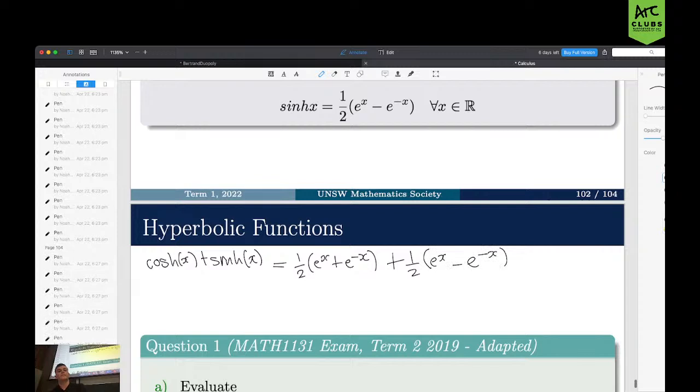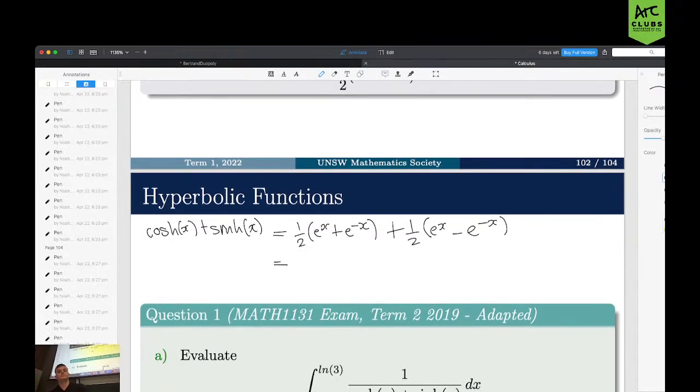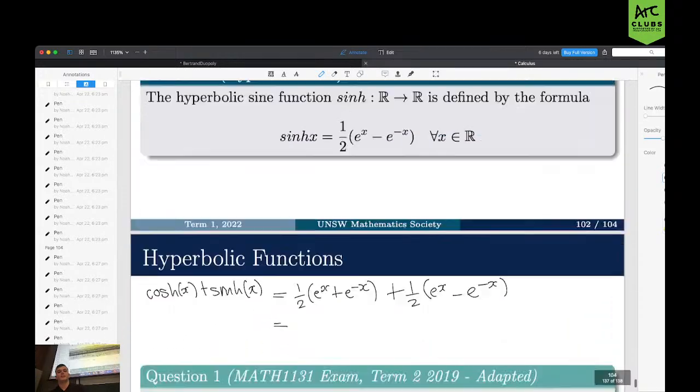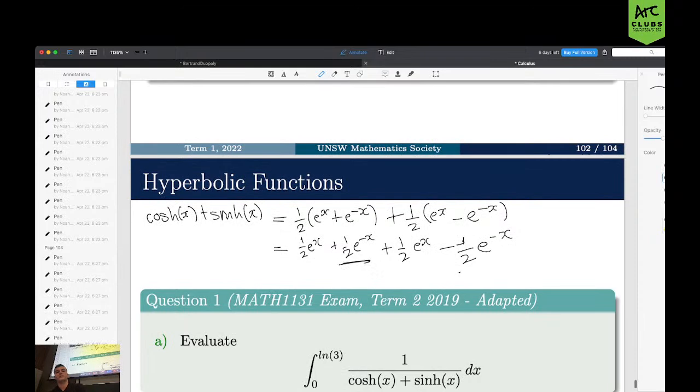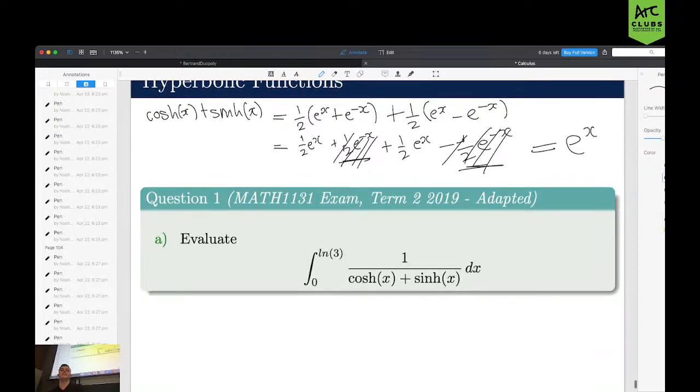Okay. We can then expand this, so this is going to be a half e to the x plus a half e to the minus x plus a half e to the x minus a half e to the minus x. What you see here is that the e to the minus x terms cancel, so we don't need to worry about that. If we get a half of e to the x plus a half of e to the x, you just get e to the x. And that might be a question that you'll get on Mobius. You might get a question that says, this is like 1 on g of x, what is g of x? And you'll just say e to the x.